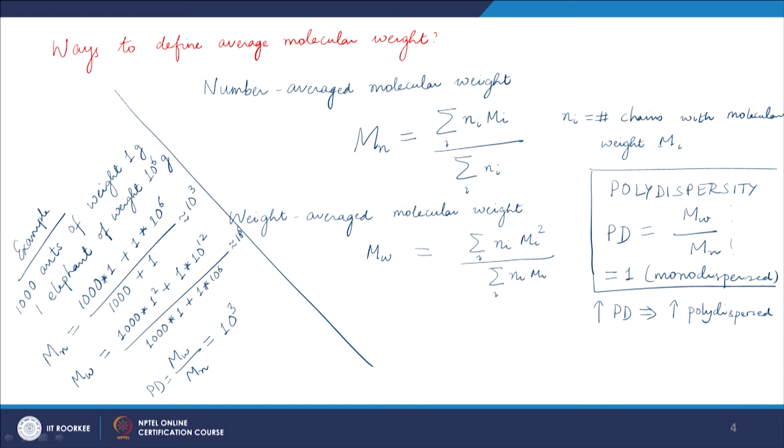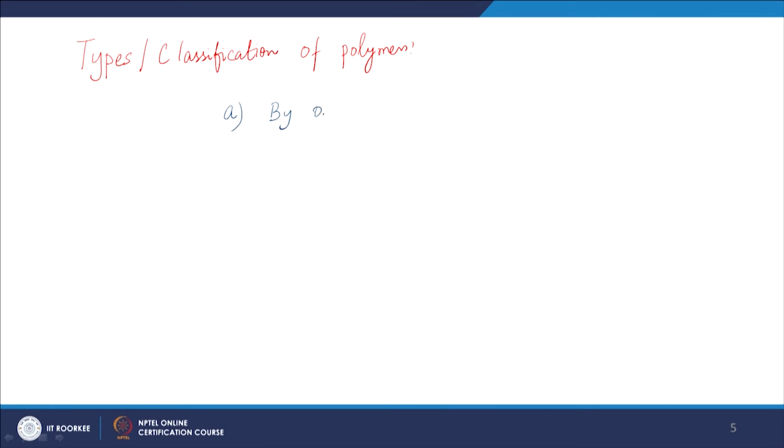So, next I will discuss the types and classifications of polymers. Okay. So, we can classify the polymers in a variety of ways. One of the first ways that we can think of classifying polymers is how they originated. So, it can be by the origin of the polymer.